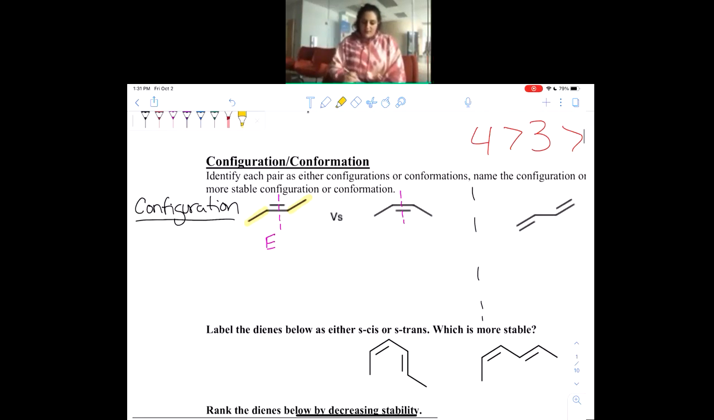And so the other one, when they're pointing on the same side, would be what? Z. Cool. The way I remember this is I had a French professor, and he always said it is on the same side. So if you think about it that way, Z is on the same side. Again, we could have also called this trans and this cis, but this is the preferred, more correct way of naming.